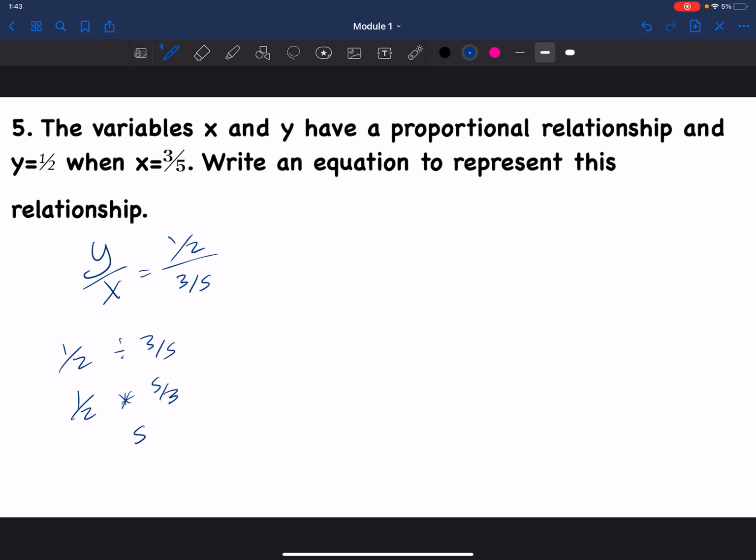1 times 5 is 5. 2 times 3 is 6. So my constant of proportionality is 5 over 6. So it's y equals something x, and that something is always that constant rate of proportionality. So my equation is y equals 5/6 x.